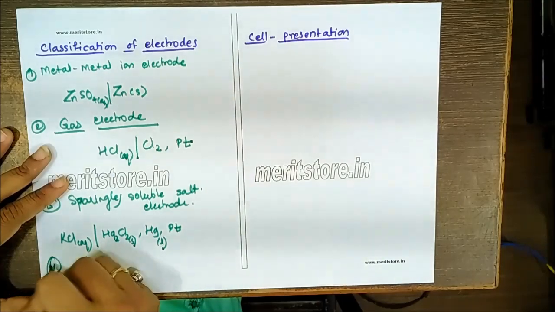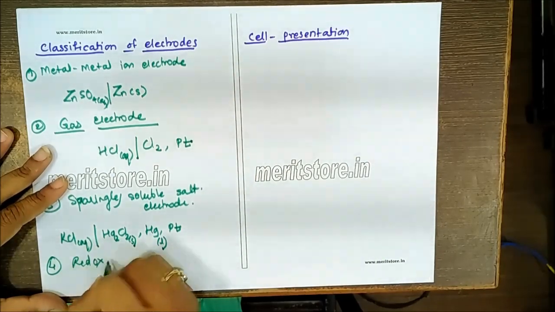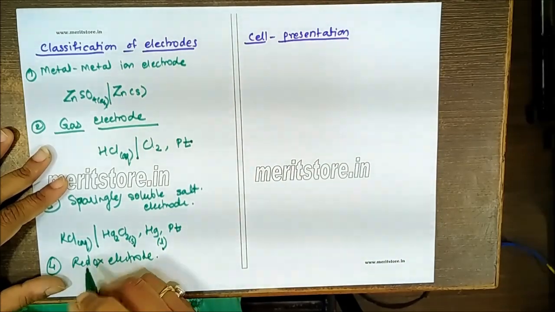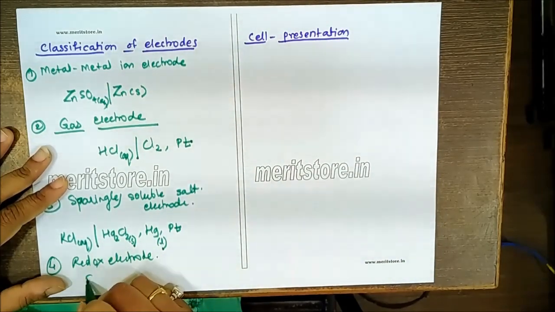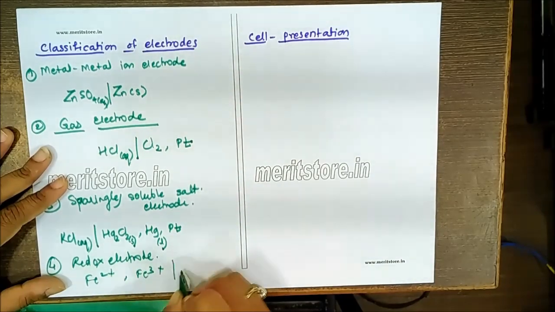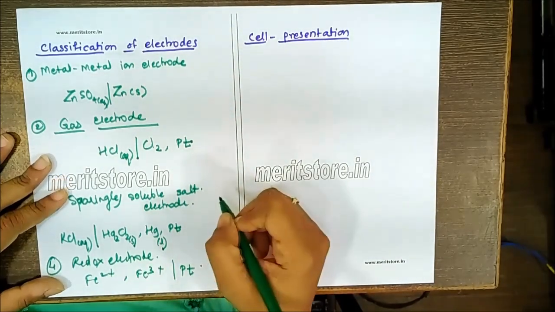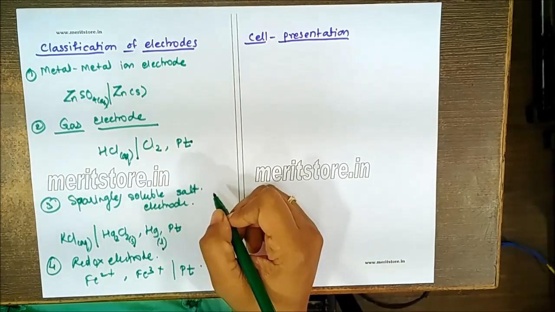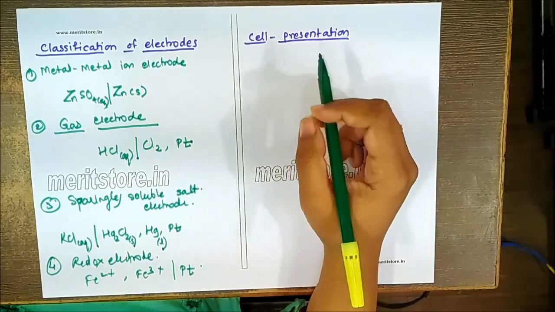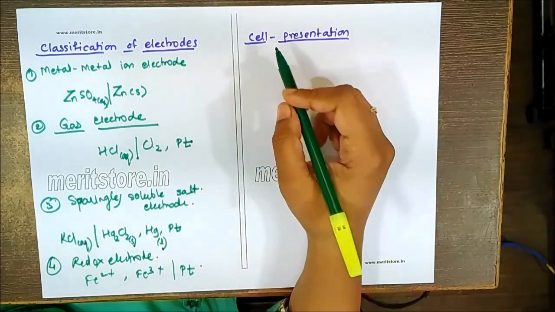And the fourth type of electrode is nothing but the redox electrode. In the case of a redox electrode, for example Fe2+ ions in contact with Fe3+ ions, for the electrical contact we use platinum. Now in the case of cell representations, we can use these different electrodes for the combination.